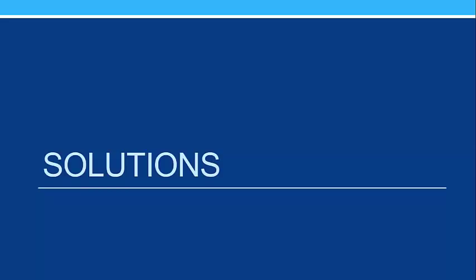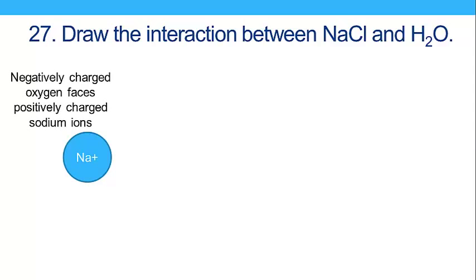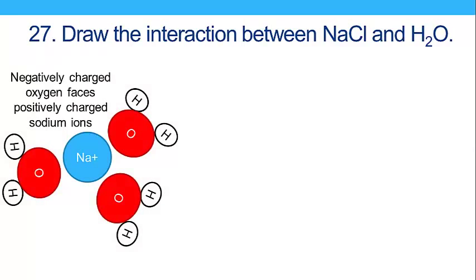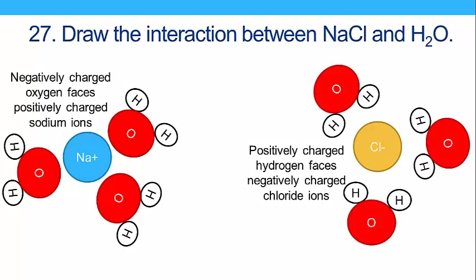Next section is about solutions. Draw the interaction between sodium chloride and water. If you drop NaCl into water, you're going to form the sodium cation. The water molecules are going to surround this based on charge. In water, the oxygen side tends to have a negative charge, so it's going to face the positive sodium ions. For chloride, we're going to see the opposite. The positively charged hydrogen faces the negatively charged chloride ions.